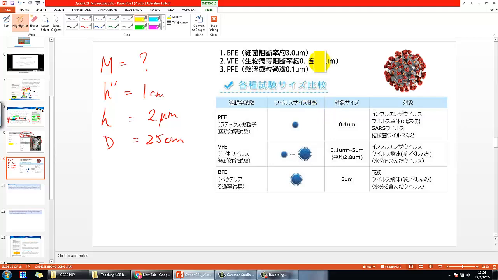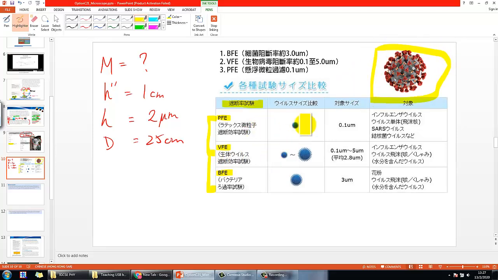I think all of you know there are different kinds of surgical masks nowadays, and there are different tests. I just grabbed this picture from Google. They are classified into different categories, things like BFE, VFE, and PFE, where B refers to bacteria, V refers to virus, and I think P refers to particle. So the coronavirus is apparently a virus, and the size is around that much.